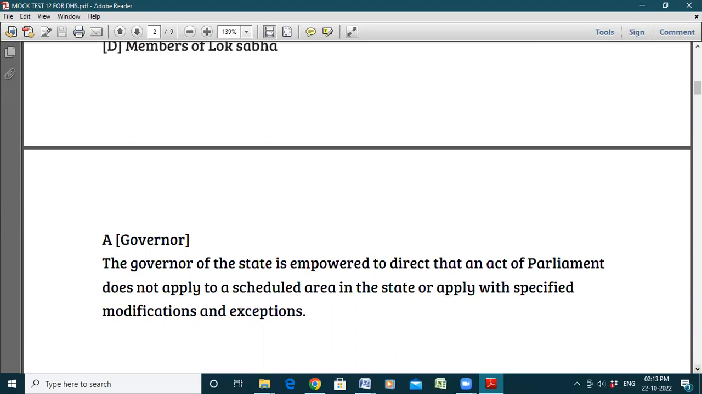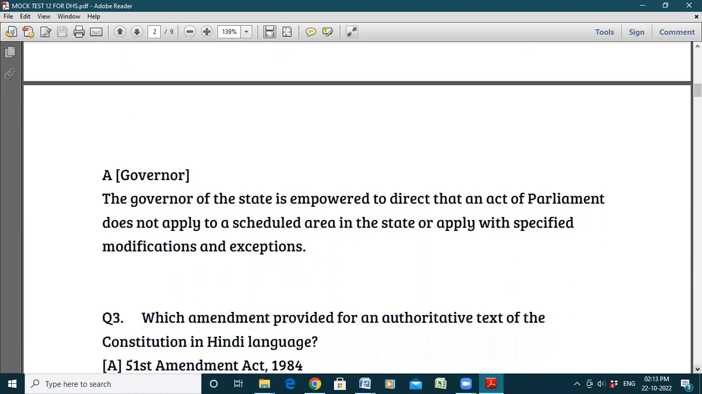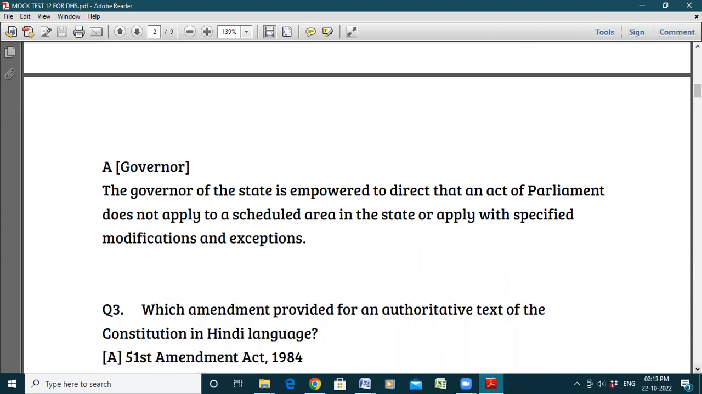Apply with specified modifications and exceptions. If it is applied, some modification or exception the governor can bring. So option A is the correct answer.